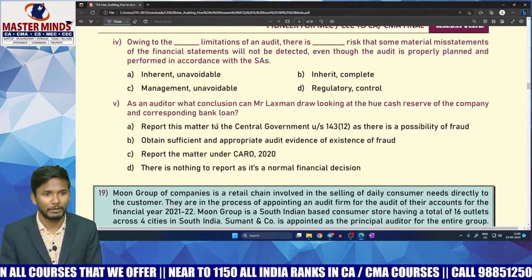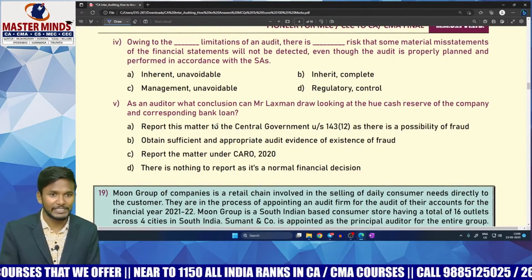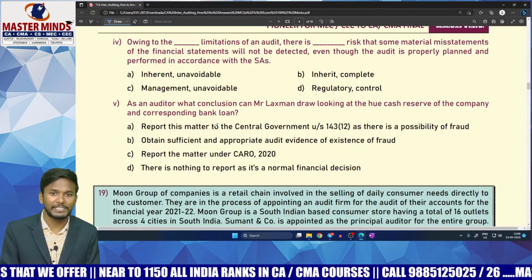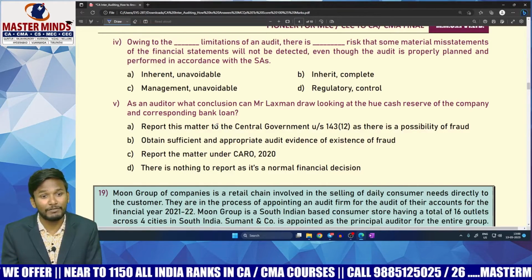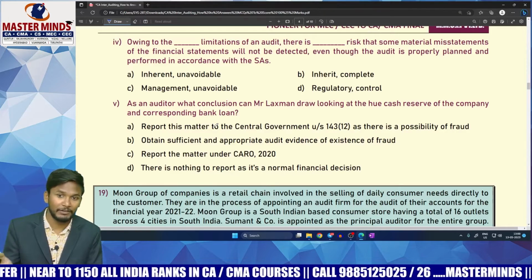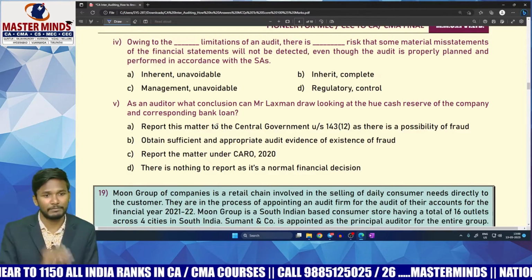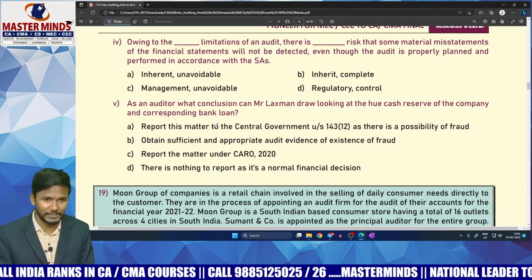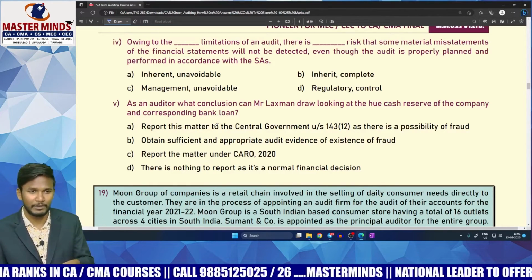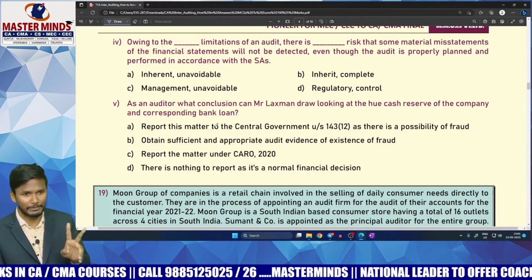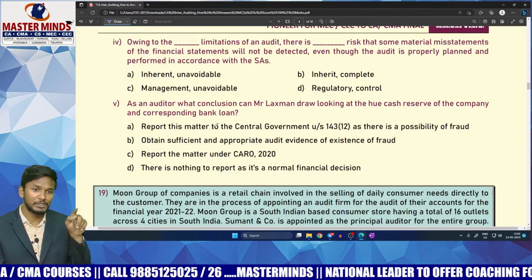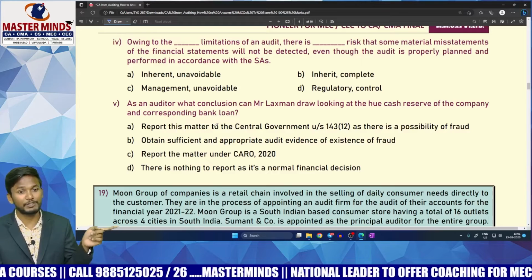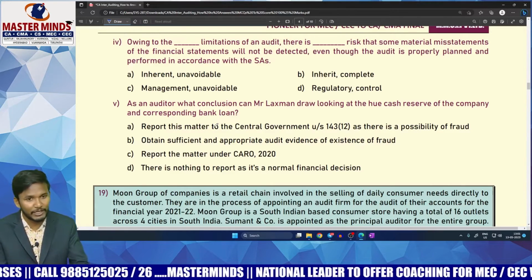Question number 4. Owing to the dash limitations of audit, there is dash risk that some material misstatement of financial statement will not be detected, even though audit is properly planned and performed. See, obviously, we talked about two types of limitations. One is inherent limitations of audit. In your entire audit paper, we talked about two types of limitations. One is inherent limitations of audit. Second is inherent limitations of internal controls. They are talking about inherent limitations of audit only.